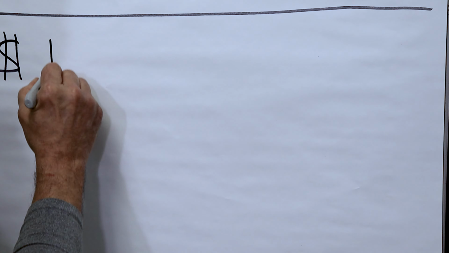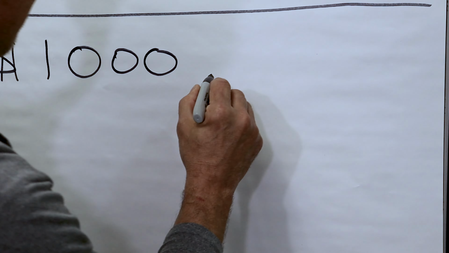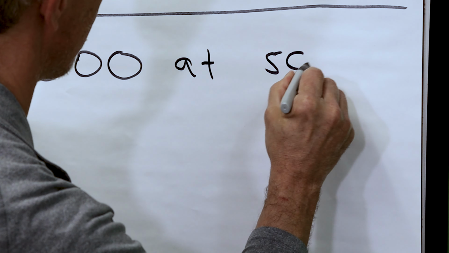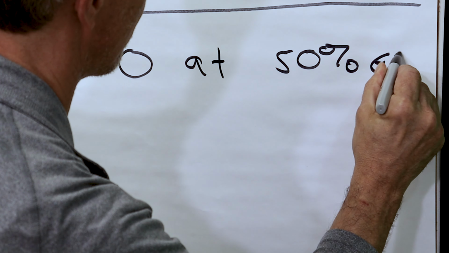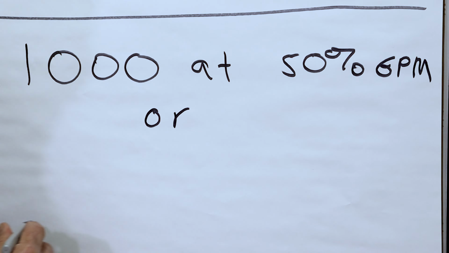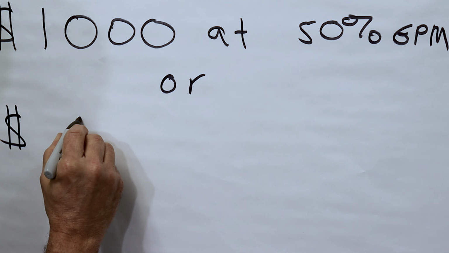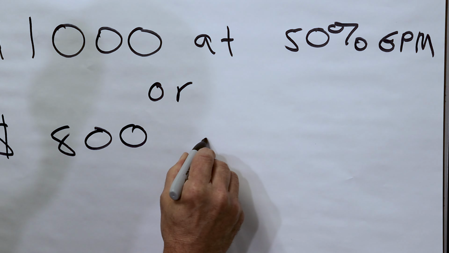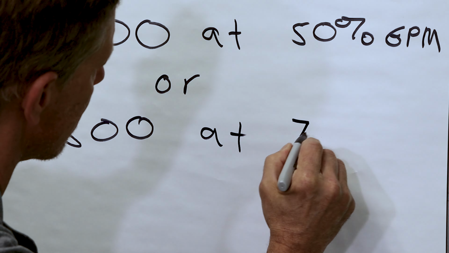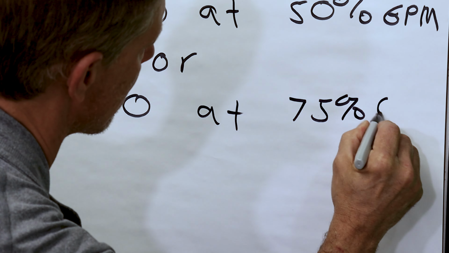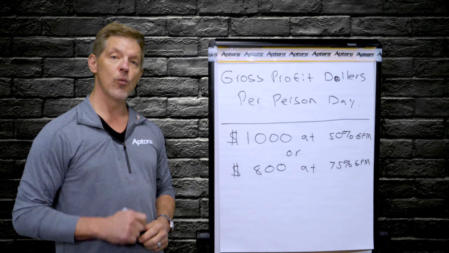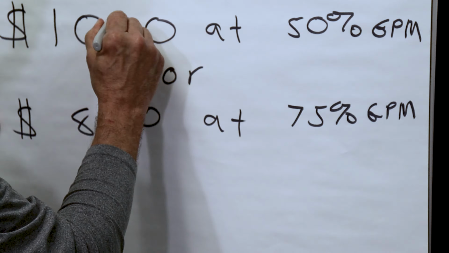What would you rather have? A technician that creates $1,000 in sales per person day with a 50% gross margin, or a technician who produces $800 in sales per day with a 75% gross profit margin? Well, let's do the math and find out.